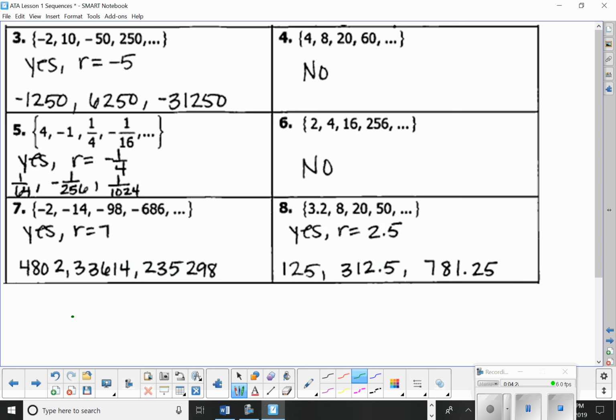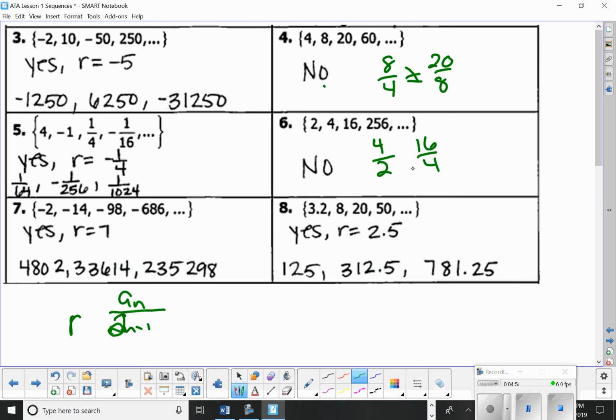But essentially, you're finding r, okay, you're checking for r by doing each a sub n divided by a sub n minus 1. Terrible writing there. Okay, so you do that for all of them. If it's not the same, like 8 divided by 4, 20 divided by 8, not equal, so we got the no. 4 divided by 2, 16 divided by 4, not equal, that's where you get the no. Okay? And then you keep going.